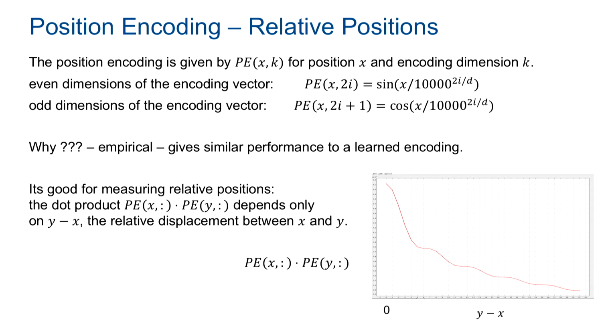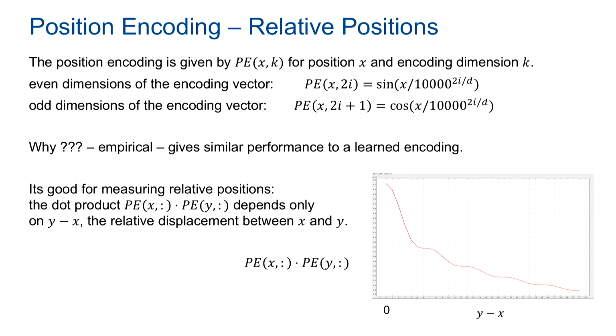D is the dimension of the encoding model, so it's typically 1,000. I is an index that's indexing from 0 to d over 2. K is just, in this example, 2i or 2i plus 1. Or if you want, you can replace 2i with k and just have a condition that k is even or odd. They're just synonyms. It's just a little simpler with i, but k would work as well.